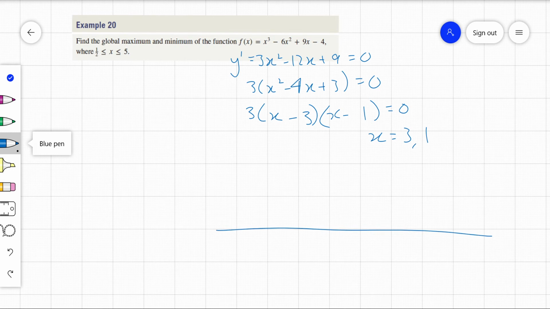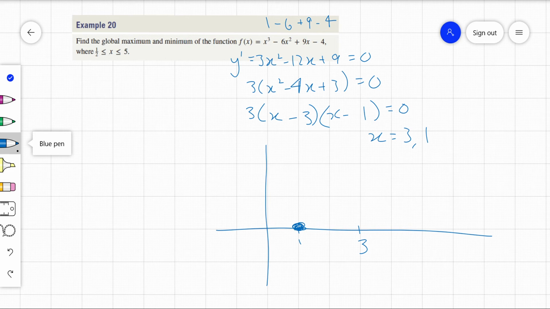I've got a sketch like this, let's say that's 1, 2, and that's 3. If I put 1 in, that should be easy. So 1 minus 6 is plus 9 minus 4. I think that's right. So I've got 10 take away 10 is 0. Nice. Alright, so this is going to be a stationary point. 1, 0 is a stationary point.